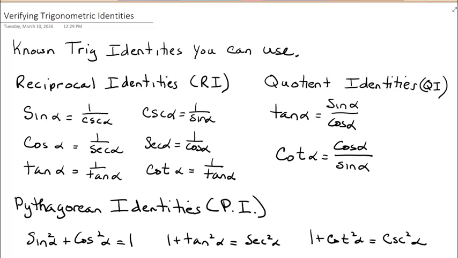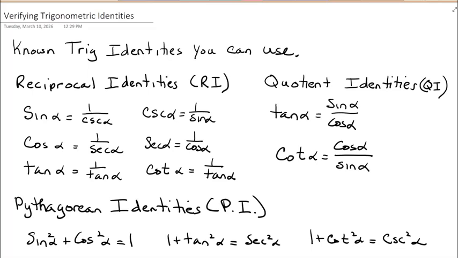I want to stop there for 1 second and talk about where the reciprocal and quotient identities are important, because as we go through the set of examples in this video, I'm going to give you little hints along the way, like, hey, you can try this, and if this doesn't work, then try this. And the first way that you can solve these is to turn everything into sines and cosines.